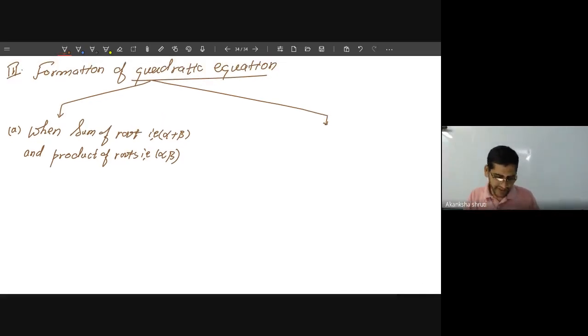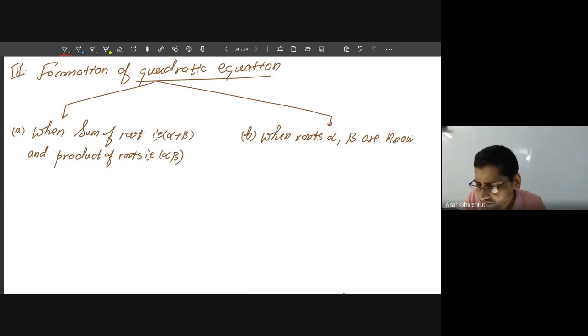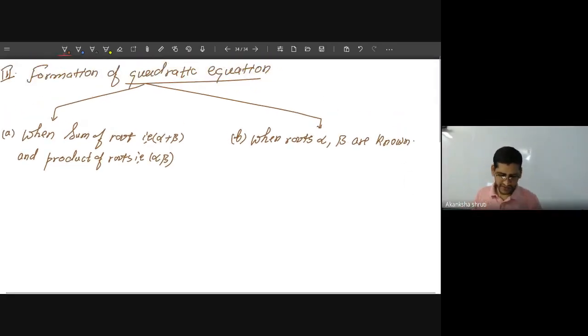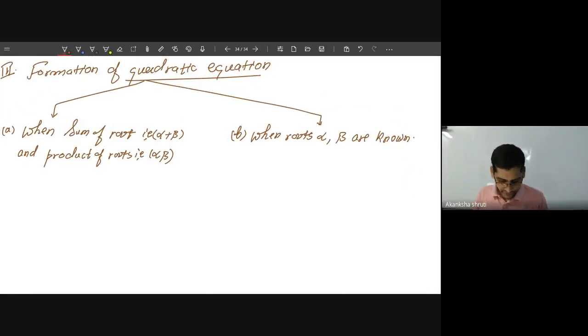The second situation is when the roots itself are known, when roots, means one is alpha and other is beta, are known. Okay, students? So it is this one. Before going to the first part, I will prefer to go for the second part because that is a very basic thing. That is nothing new, but it is the general definition of framing a quadratic equation or factorization.